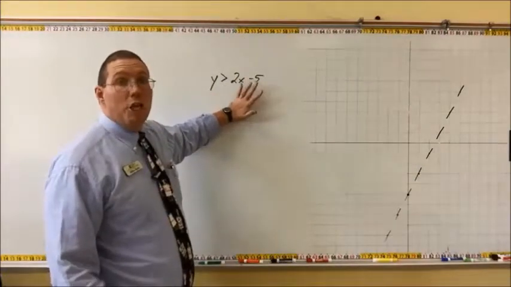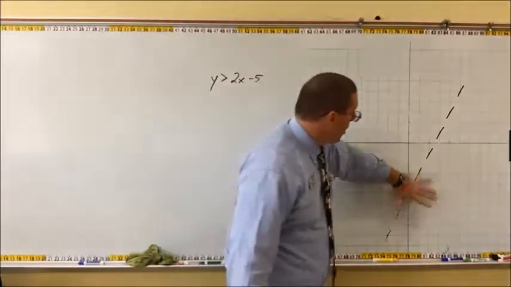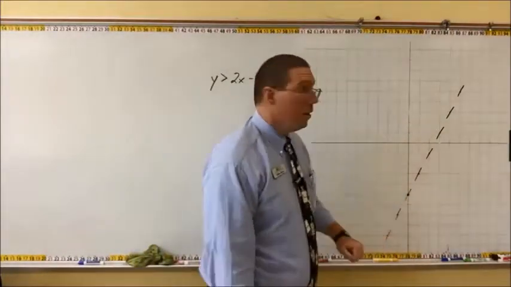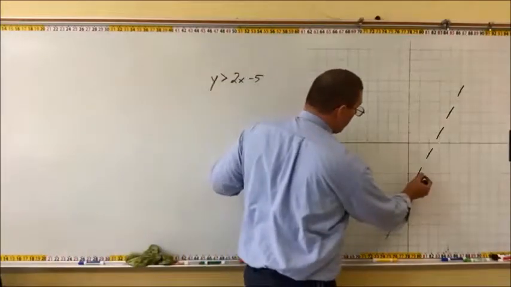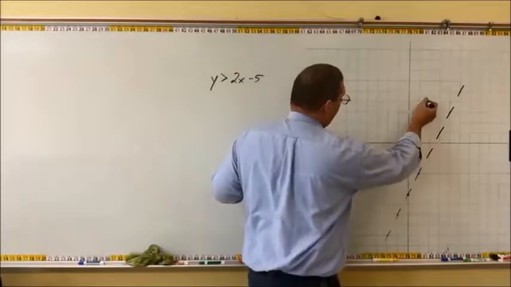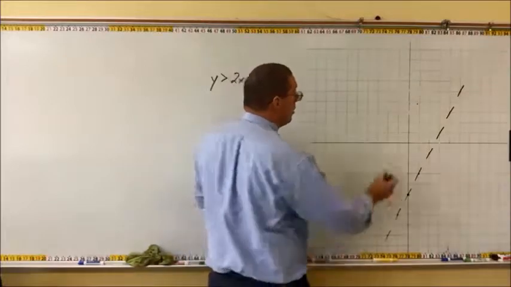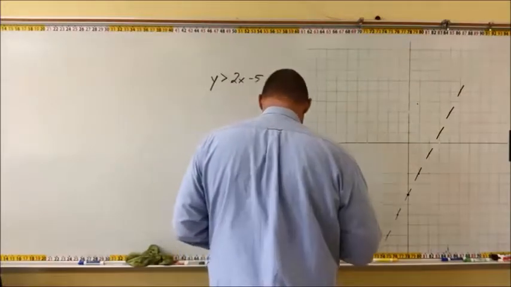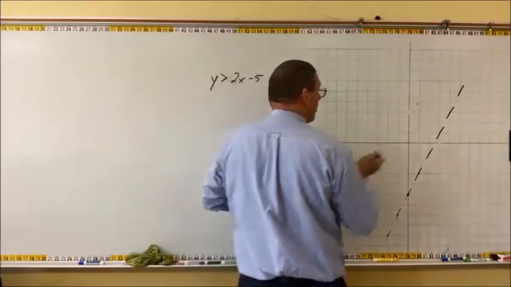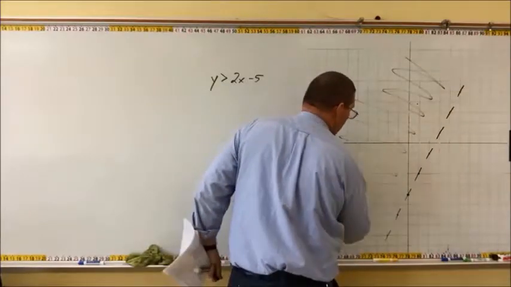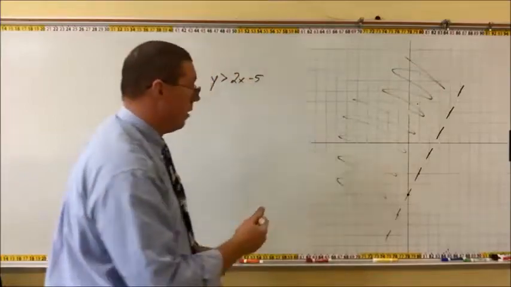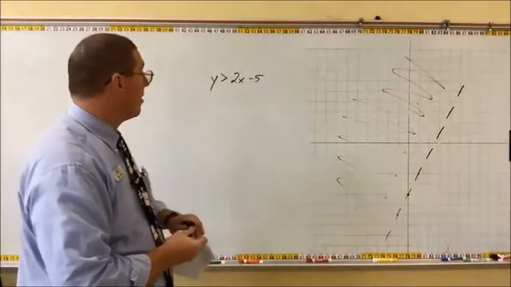Now, we got to shade either above or below. And it says greater than. Greater than is above, right? So go to one of the points, go vertically up, put a dot, that's your solution region. And up here, you're going to shade. And then you're done. That's your solution to that one.